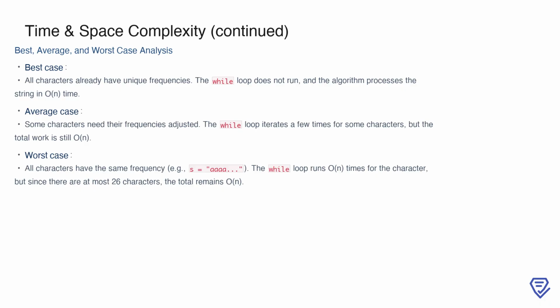In the worst case scenario, all characters have the same frequency, such as when the input string consists of repeated instances of a single character. In this case, the while loop runs n times for the character, but since there are at most 26 unique characters, the total work across all characters remains O(n). This ensures that the algorithm is efficient across all cases.